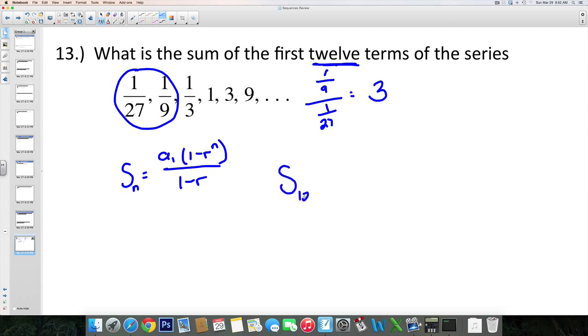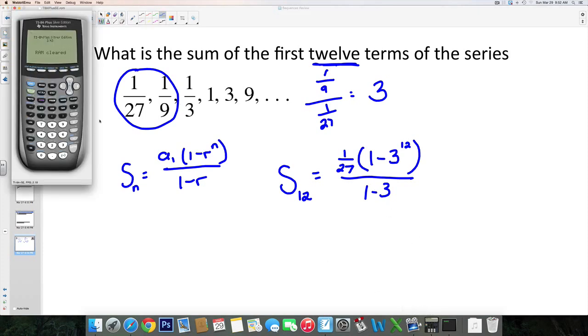So the sum of the 12 terms of this sequence would be the first term, which is 1/27th, times 1 minus our common ratio, which is 3, raised to the 12th power, divided by 1 minus 3. We can go ahead and put this in our calculator. And then divided by 1 minus.